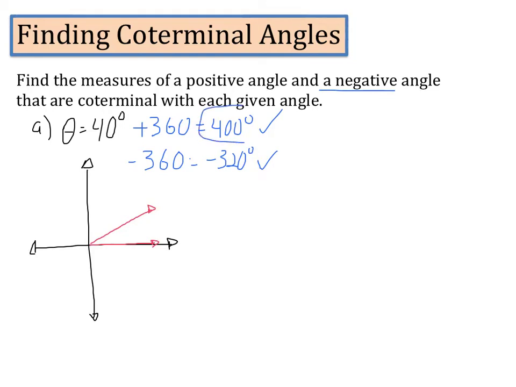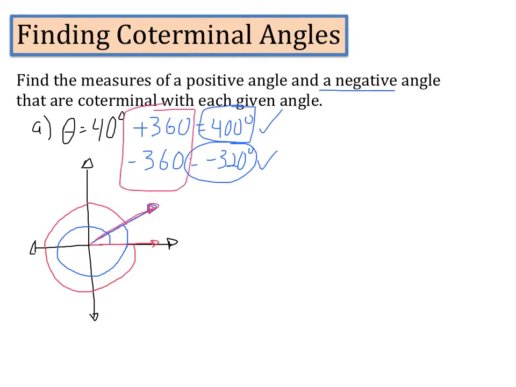Let's draw 400 degrees first. So we start here, 90, 180, 270, 360. To get to 400, I have to add 40. So we're good there. Now let's draw negative 320. So I start here, negative 90, negative 180, negative 270, and to get to negative 320, I have to go here. So once again, just add or subtract 360.